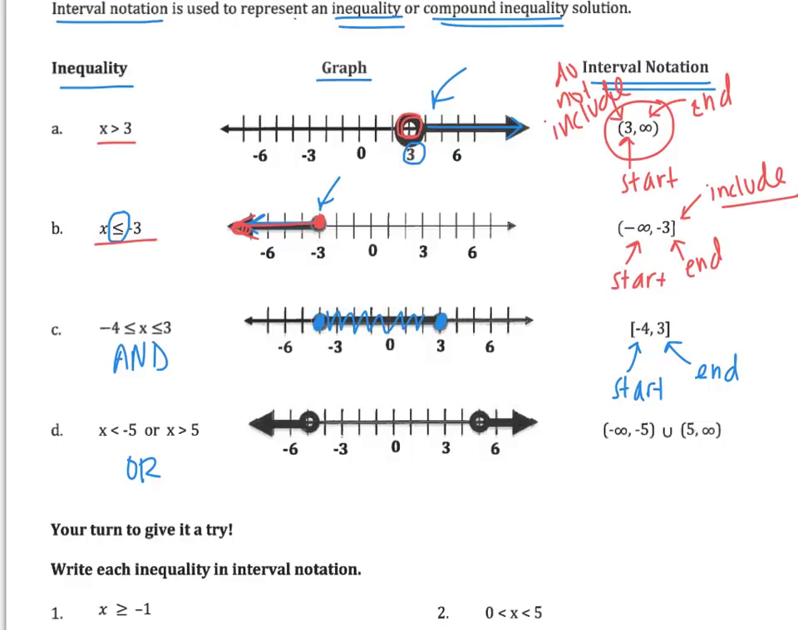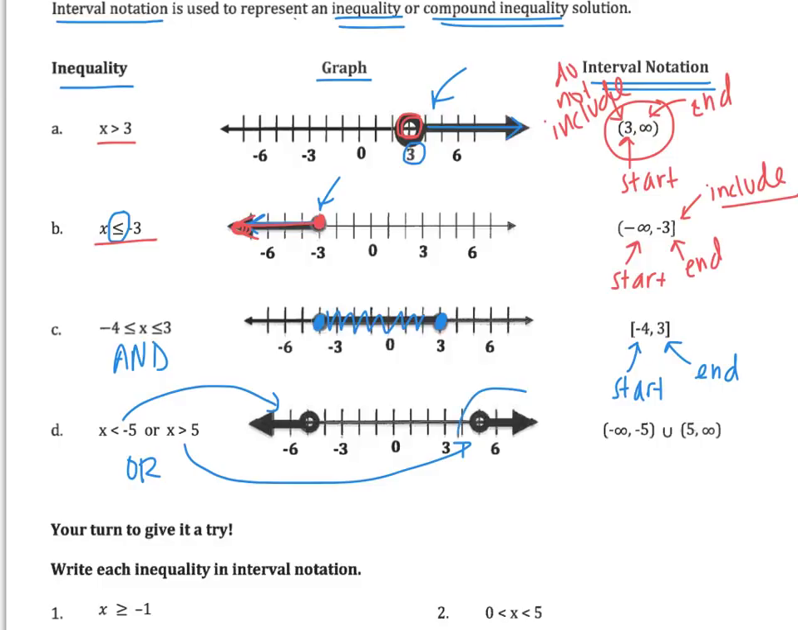So we actually have two different pieces. That x is less than negative 5 is the piece on the left. x is greater than 5 is the piece on the right. We should see both of them have open circles, and then we're shading greater than 5 and less than negative 5. Because this graph has two different pieces, it's going to have two different interval notations, one for the left and one for the right piece.